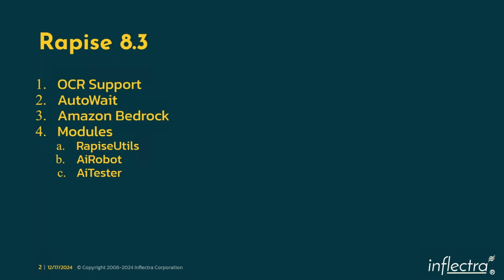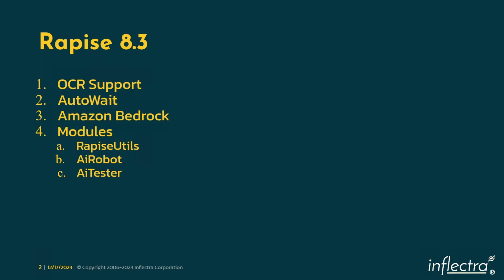OCR support. Rapise now provides enhanced optical character recognition to improve text recognition and automation accuracy. AutoWait. This feature helps streamline your tests by ensuring elements are ready before actions are performed, making your scripts more reliable. Amazon Bedrock. We are excited to announce integration with Amazon Bedrock, enabling support for advanced Gen AI models, including Claude from Anthropic and AWS Nova models.